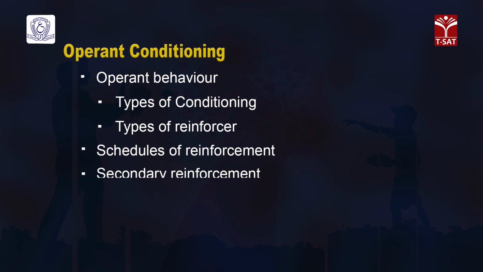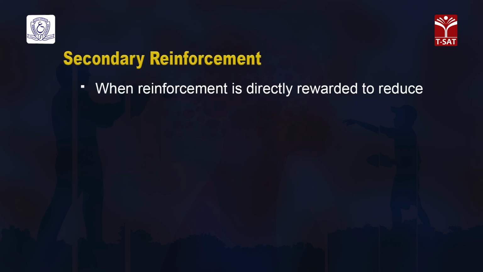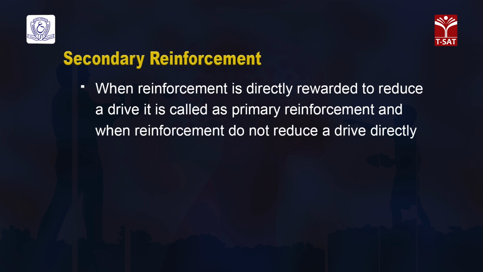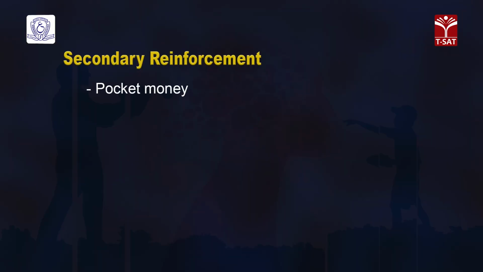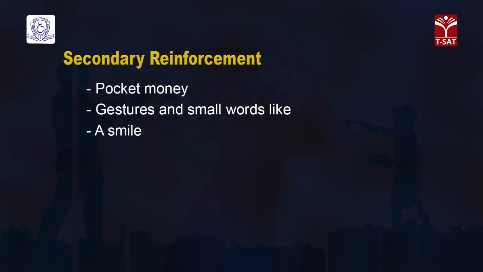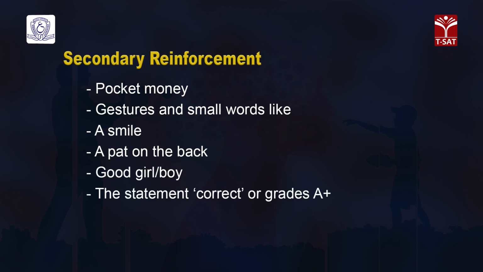The secondary reinforcement. When reinforcement is directly rewarded to reduce a drive, it is called primary reinforcement, and when reinforcement does not reduce a drive directly, it is called secondary reinforcement. Secondary reinforcers are extremely potent in the control of human learning. For example, pocket money, gestures and small words like a smile, a pat on the back, good girl, good boy, the statement correct or grades A+ are all positive reinforcers when used appropriately.